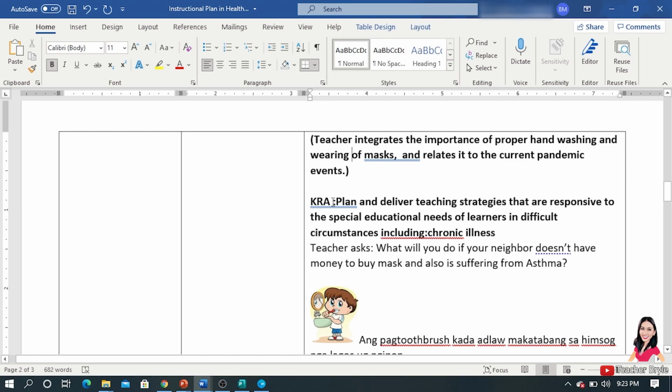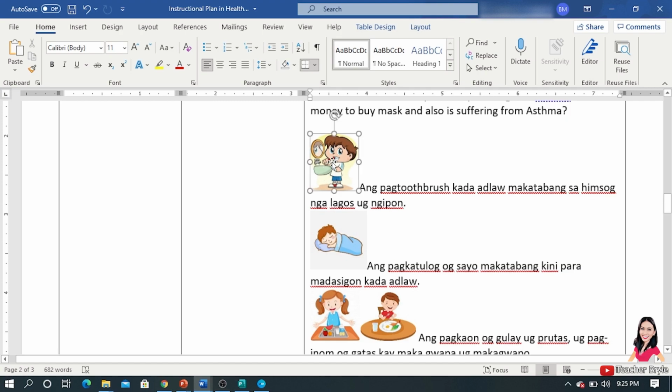The second indicator: plan and deliver teaching strategies that are responsive to the special educational needs of learners in difficult circumstances, including chronic illness. So, the COVID-19 pandemic. Teacher asks, what will you do if your neighbor doesn't have money to buy a mask and also is suffering from asthma? We are now already inserting the second indicator, which talks on special educational needs of learners. So, as a learner, unsa man imong buhaton aron ikaw makatabang, especially during the COVID-19 pandemic. Okay, let's proceed with this one.